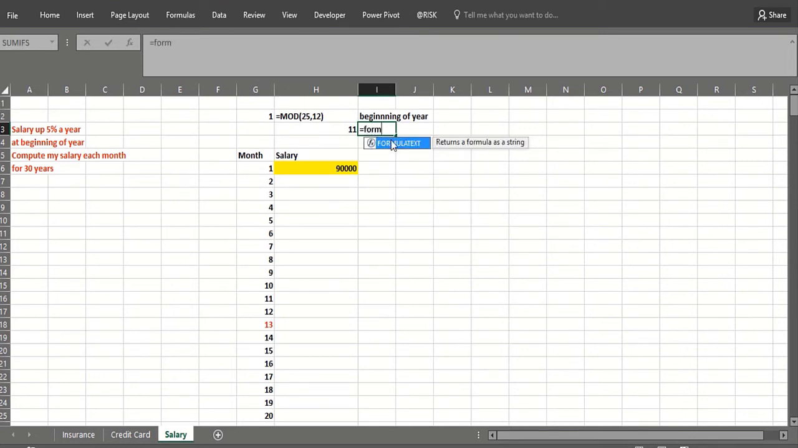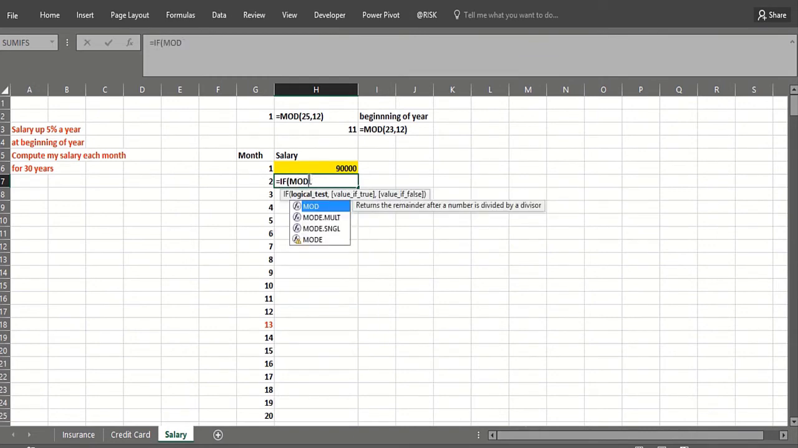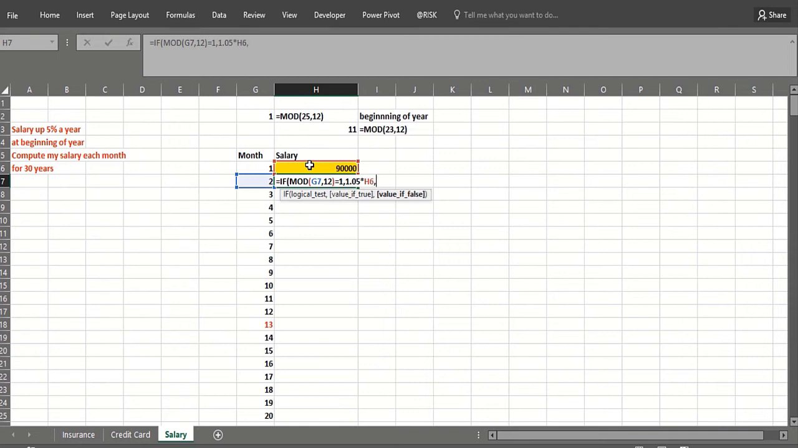Okay, so all I've got to do is basically say if mod the month number comma 12 equals 1, raise the salary 5%, otherwise keep it the same. So I'd say if mod the month number comma 12 equals 1, then I'm going to take 1.05 times the previous month's salary, otherwise I'll keep it the same. And that's all there is to it.